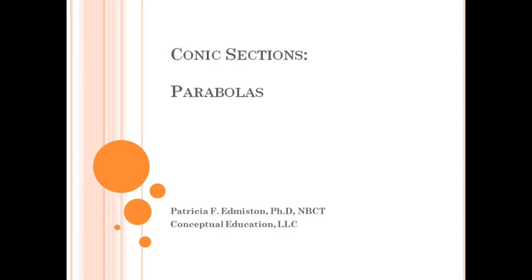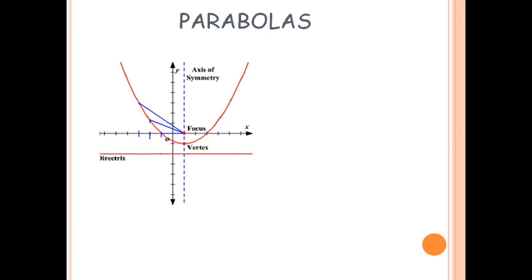Okay, today we're going to do conic sections with parabolas. As you remember, a parabola is a U-shaped graph, and it has some important features like the axis of symmetry, which goes through the center of the parabola, and the vertex. So we're going to have some new terms to learn.